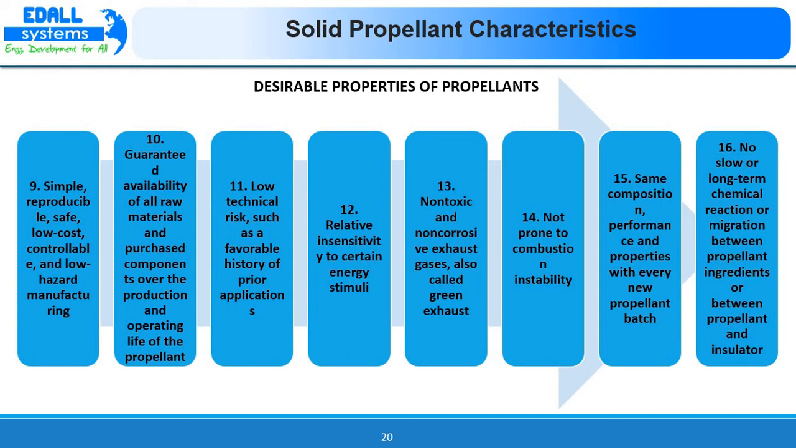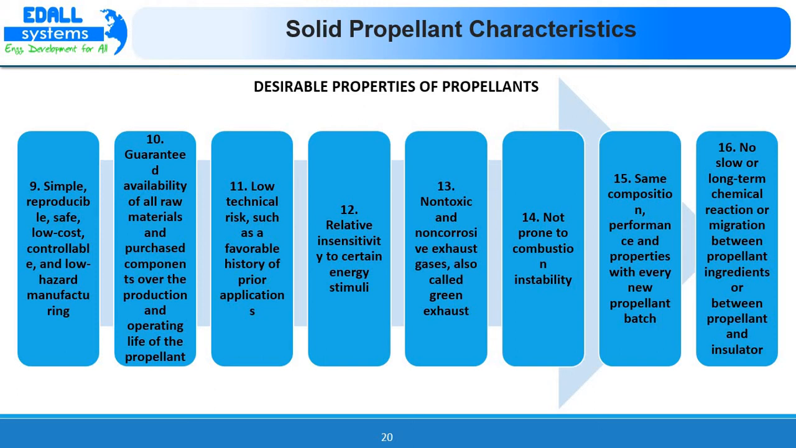Low technical risks such as favorable history of prior applications, relative insensitivity to certain energy stimuli, non-toxic and non-corrosive exhaust gases, also called green exhaust. So you should have green exhaust which should not be harmful for the environment, not prone to combustion instability. It should not have any combustion instability, with the same composition, performance and properties with every new propellant batch. So every propellant which is manufactured with the batch processes should have the same properties, same qualities.